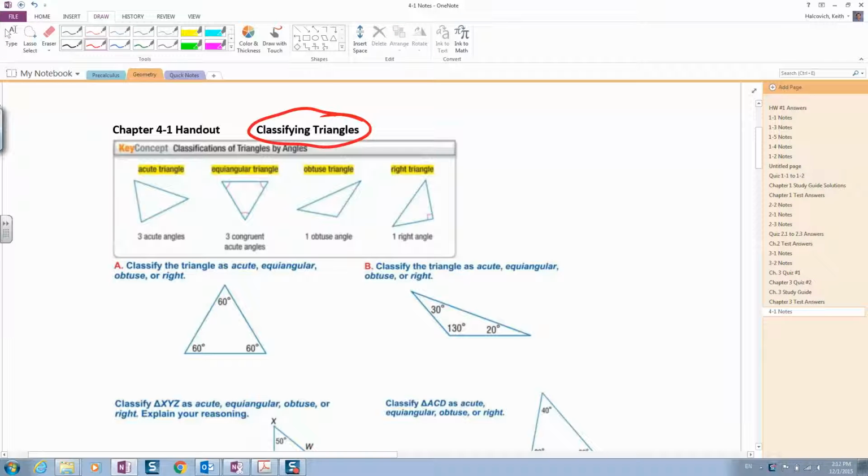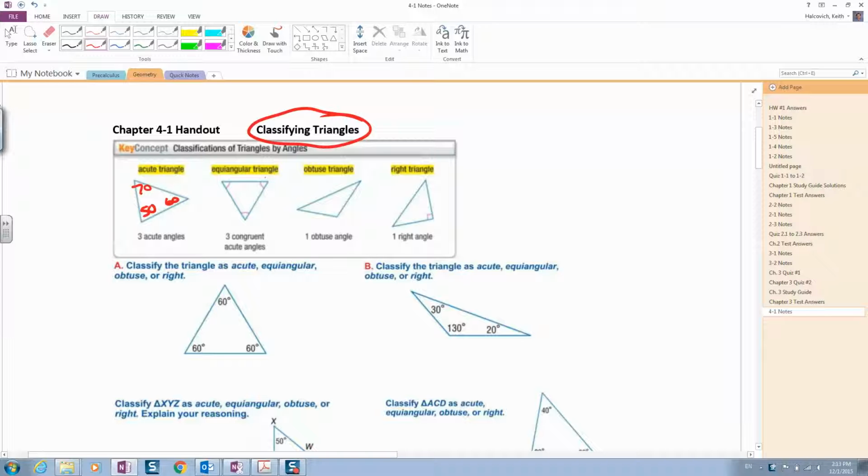There's a couple different ways we can classify triangles. The first way is by their angles. There are four types of triangles by their angles. There is an acute triangle, which means all three angles are acute. For example, if it was 50, 60, and 70, that would be an acute triangle.